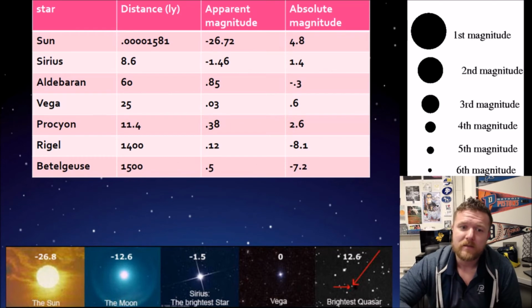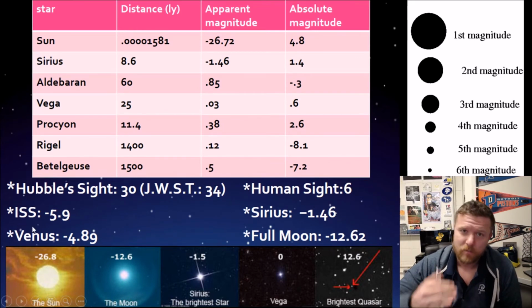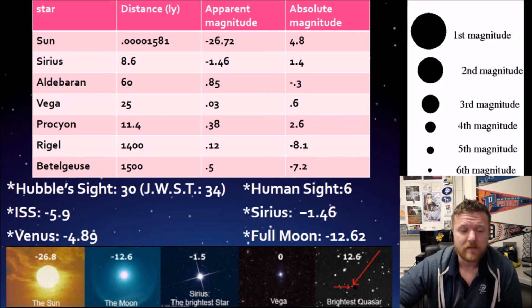The apparent magnitude does not always match the absolute magnitude. You have to think of the distance involved. We mentioned that the Hubble can see to a magnitude of about 30. James Webb will be able to see to a magnitude of about 34. Human sight is at 6, and Sirius is about -1.5. The space station, when it flies overhead, is at -6, so it's brighter than any star in the night sky. Venus is at about -5, also brighter than any star.